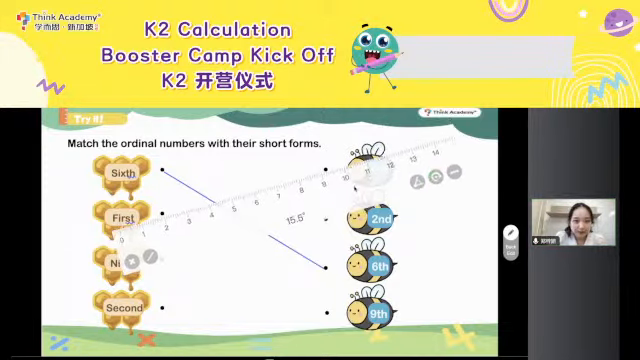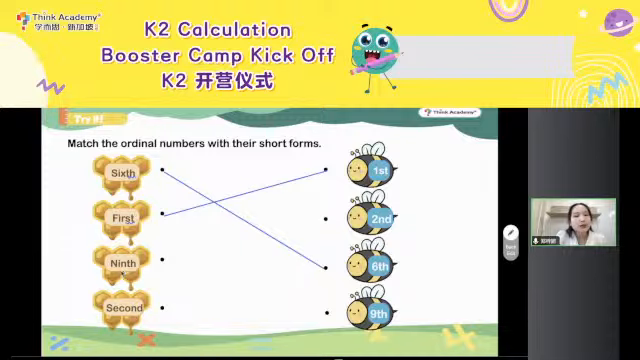Okay, do you still remember the 9th? It is the number 9, adding the little tail th. All right. Okay. And then where is the number 9 adding th? Oh, it is this one. So shall we link them?